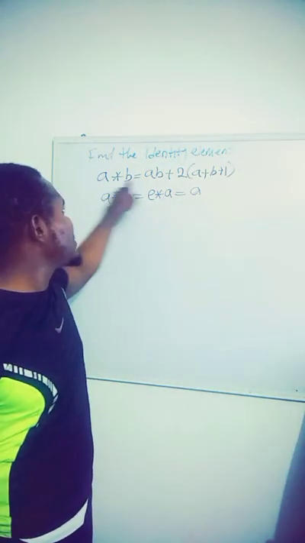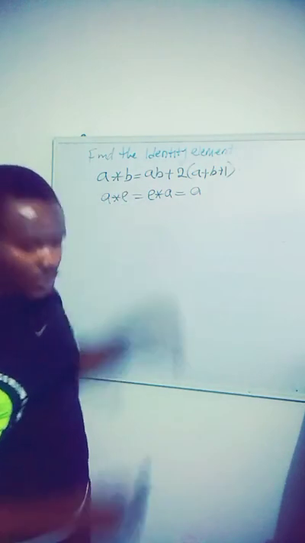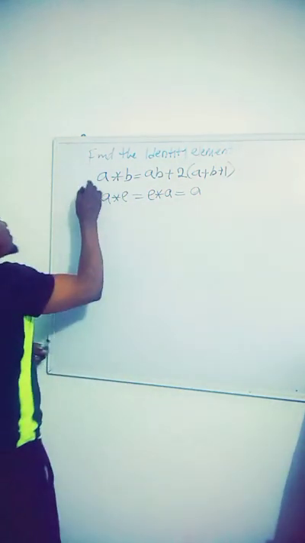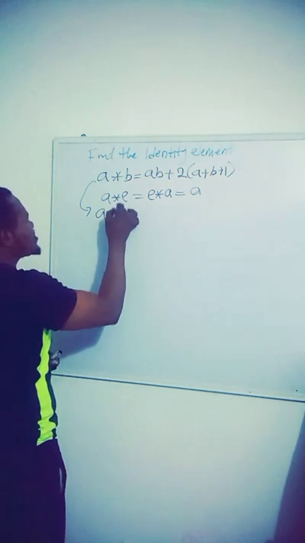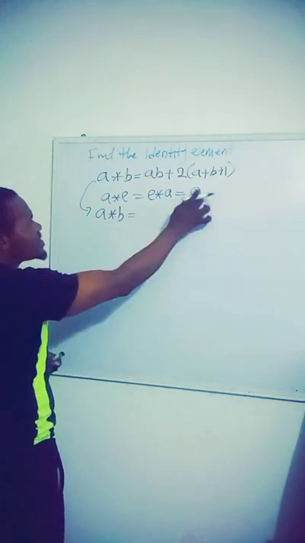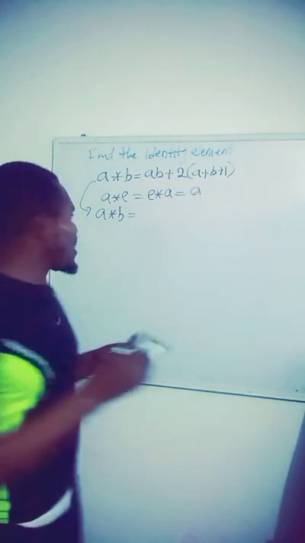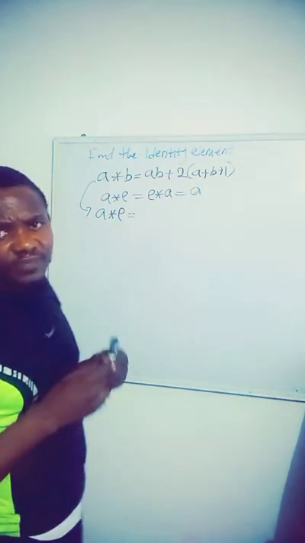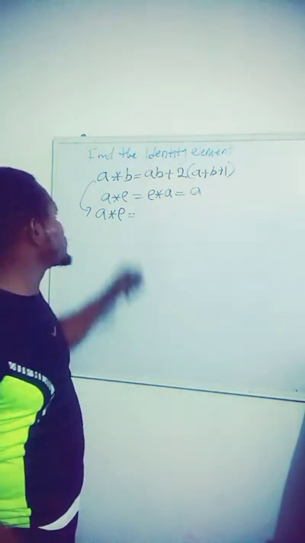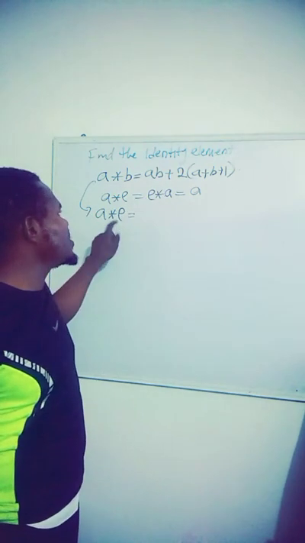So now let's find the identity of this. Let's start from here. We are finding the identity of A star B, so the result should give me A. The result of this identity should give me A. Are you getting me now? The result of this should give me A.